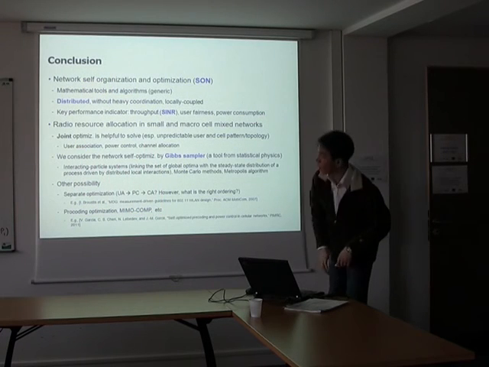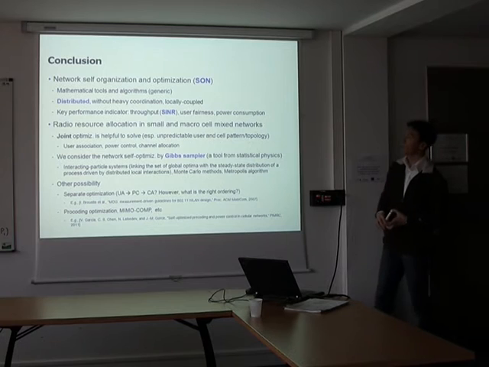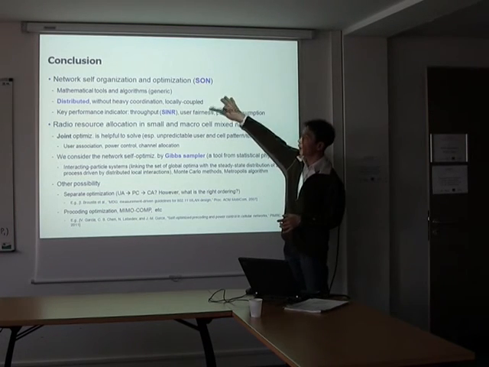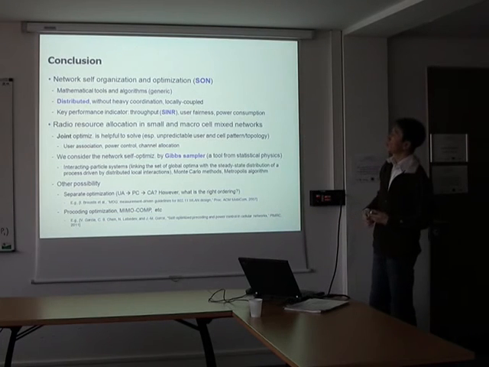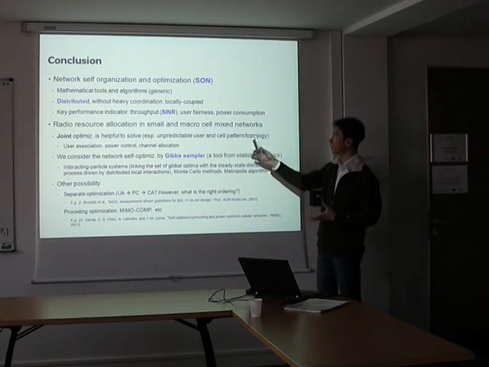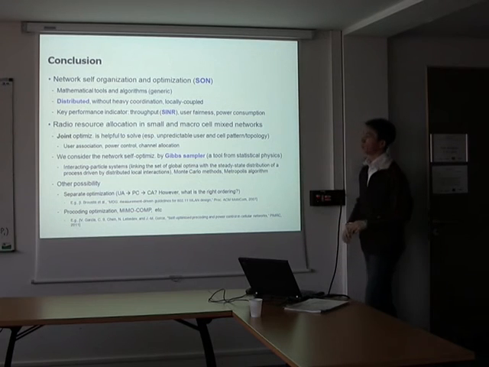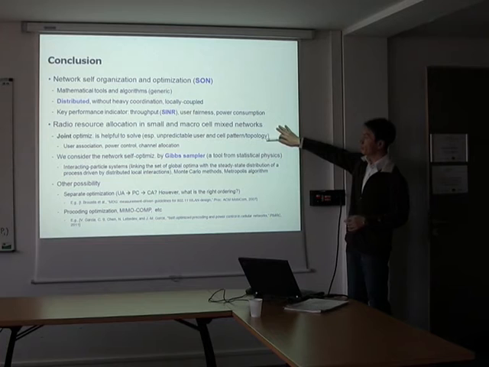So we are just going to check, and I will draw the conclusion here. In this work, we deal with network optimization, and we propose a distributed algorithm based on Gibbs sampling. The key performance indicators are SNR, user fairness, and power consumption. This is what we care about in cellular networks. And it deals with small and macro cells.